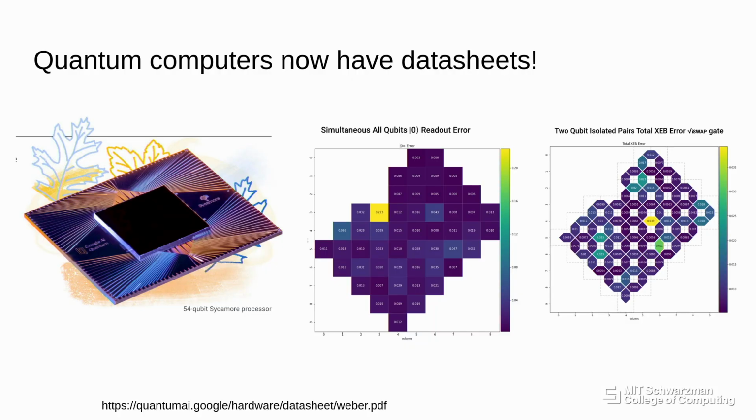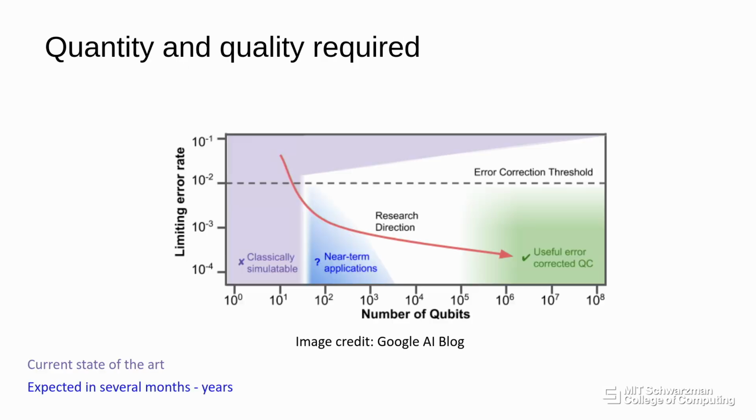And you might ask, is quantum computing physics or is it engineering? And you can look online and you can find data sheets for quantum computers. So we're seeing that there's indeed a transition to engineering. And another thing to emphasize is that quantity and quality are both required. You need a large number of qubits, and you need qubits with a very low error rate.